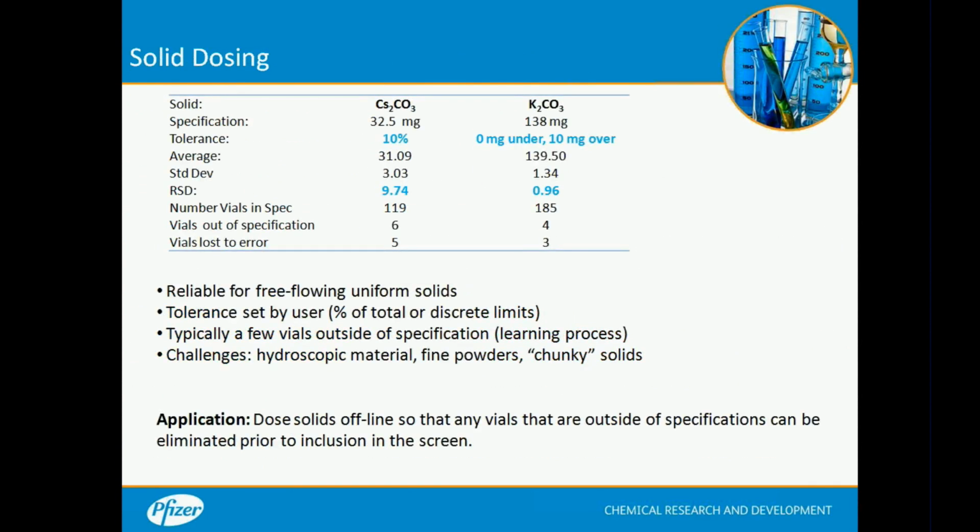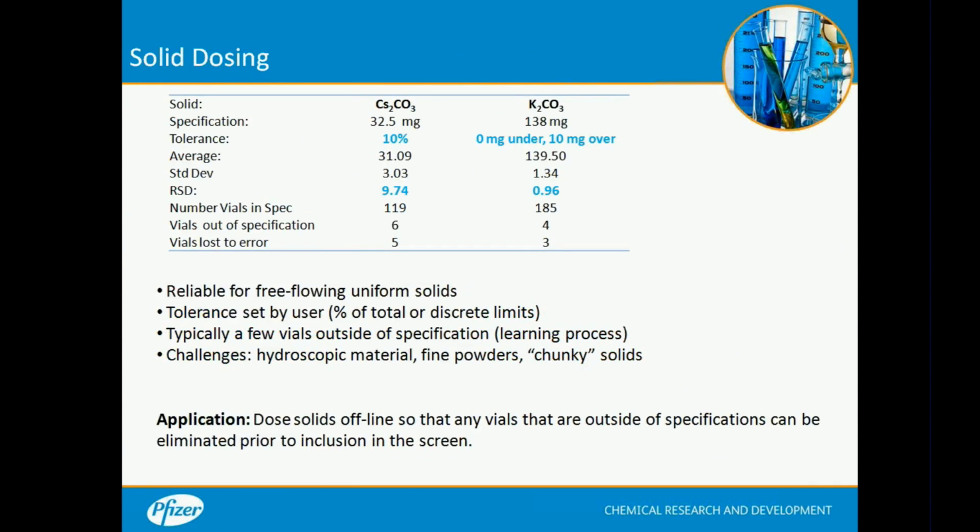We actually tested with 2 solids we needed to dose for screens. The first was cesium carbonate, and we were dosing with a specification of 32.5 milligrams per vial, which is 100 micromoles. It's pretty standard for our cross-coupling screens. In this case, I used the percentage tolerance and set a 10% limit on this number, which means every vial that would be considered inside specification would be plus or minus 10% from 32.5 milligrams.